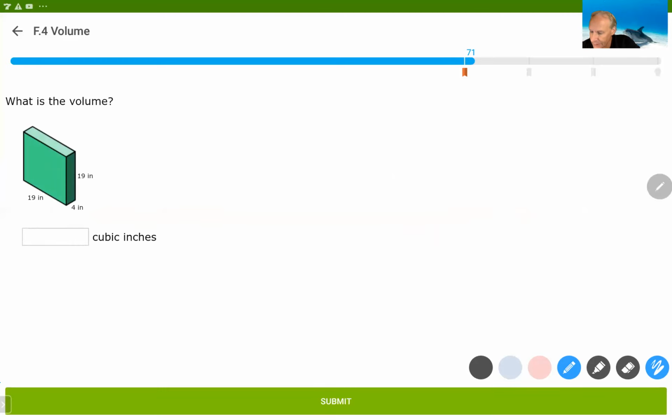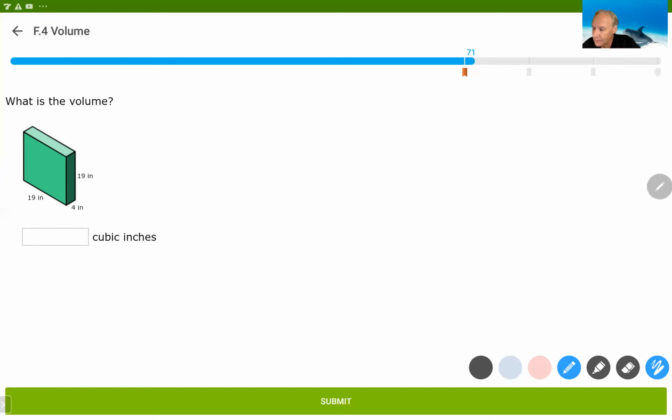All right, what is the volume? Area of the base times the height. You can think of the base as being the 19 by 4, but you could also think of it as a 19 by 19. It doesn't really matter. What is 19 squared? 19 times 19. That is 361. And then multiply that by 4, and you'll get your value.